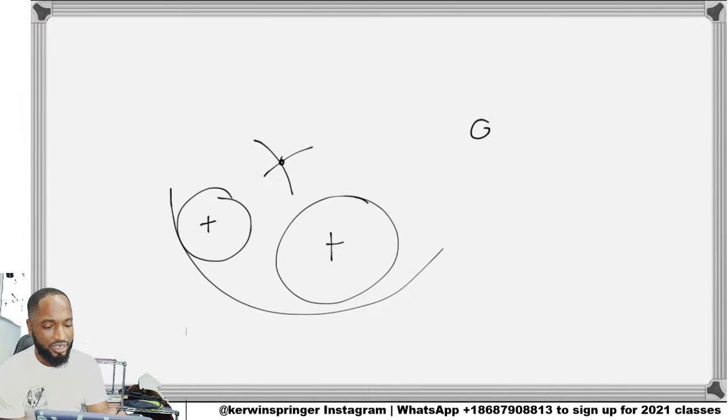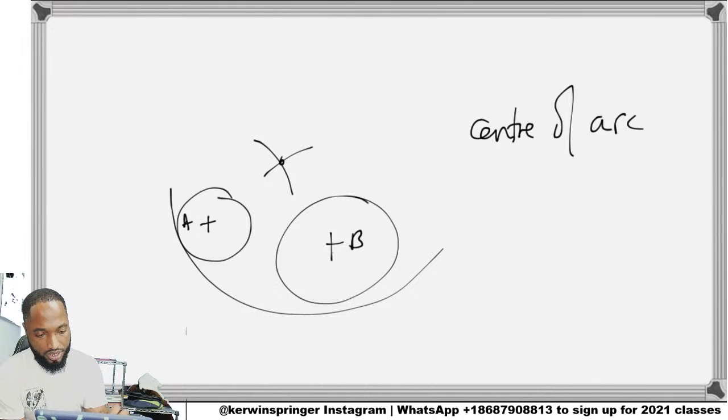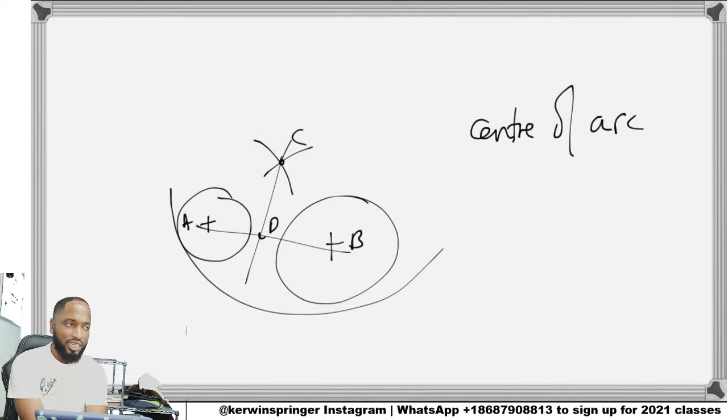Which one is the center of the arc? Is it A, B, C, or, I think there's some point here, D? Which one is the center of the arc? The arc that is tangential with the two circles.